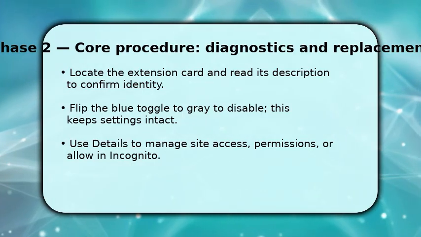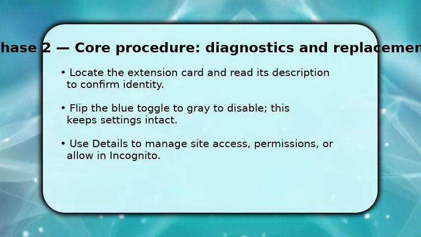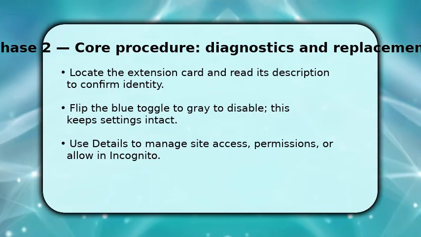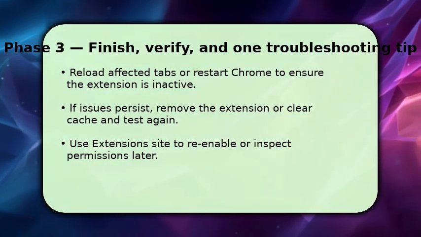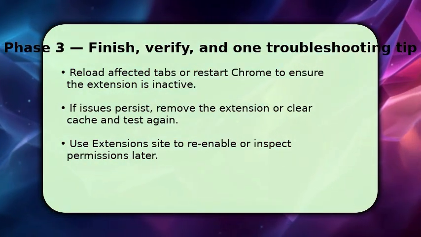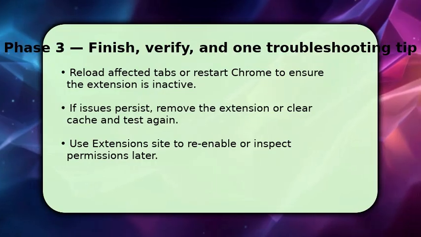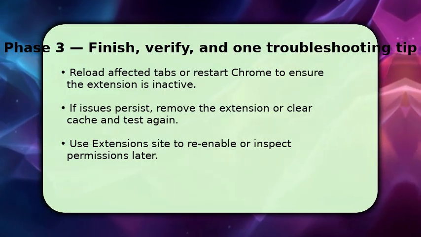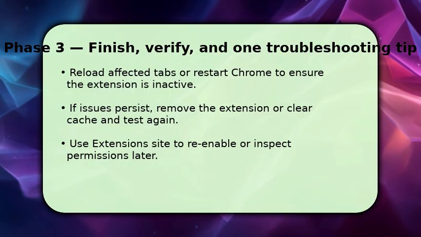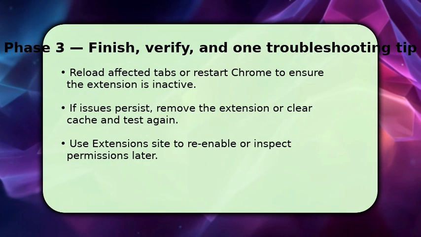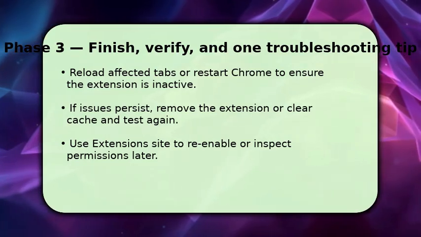Once configured, watch for immediate changes in browser behavior. Some extensions require a page reload to stop. You finish by confirming the change. Reload the tabs that relied on the extension, or restart Chrome to ensure it's truly inactive. If the problem persists, consider removing the extension entirely, click Remove, and then reinstall if needed. Removal is a clean reset.